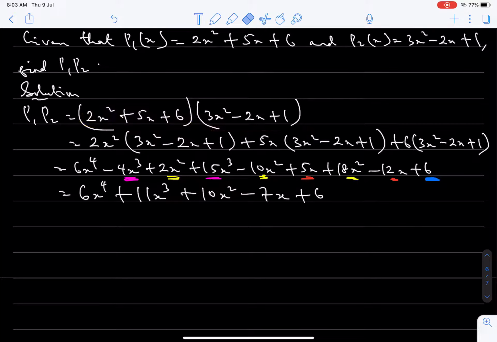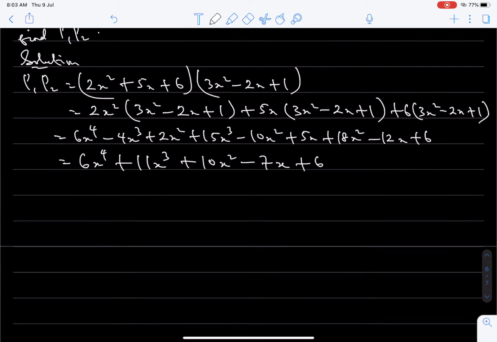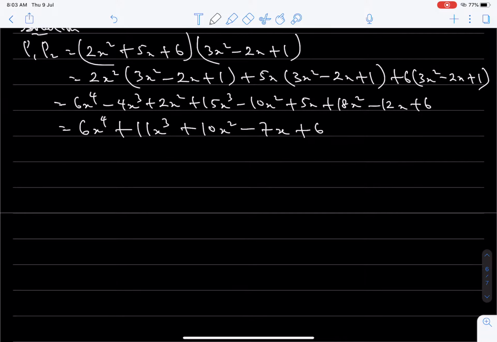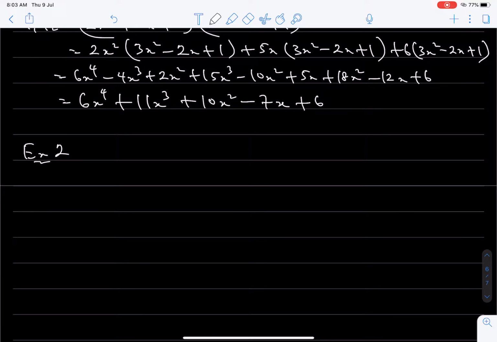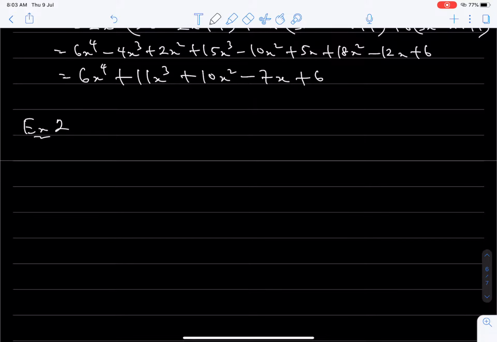That's how multiplication is done simply. Now let's take an example 2, which is going to be on division. Example 2, find the quotient and remainder.